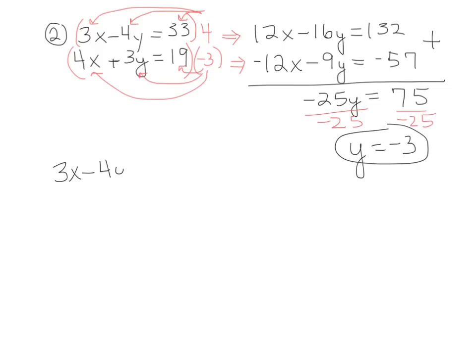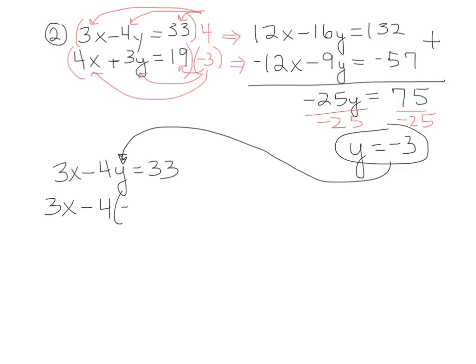3x minus 4y equals 33. But remember, I'm going to take this value and plug it in for y this time, right? Because this is y. So it substitutes in for y. So 3x minus 4 times y, but we just figured out y is negative 3, equals 33. So 3x, a negative 4 and a negative 3, when you multiply a negative times a negative, would be a positive 12, equals 33.